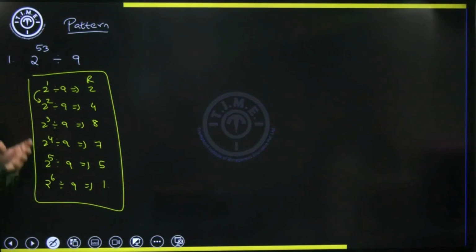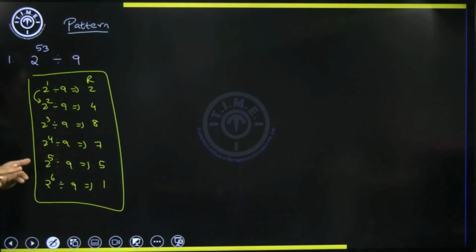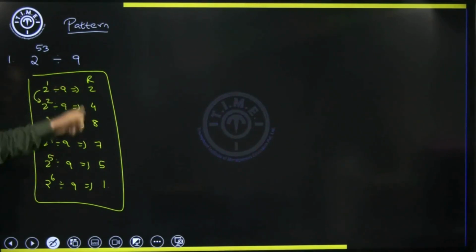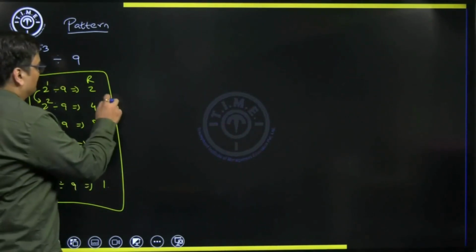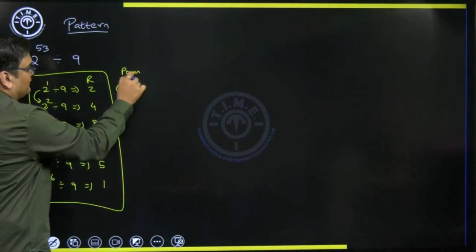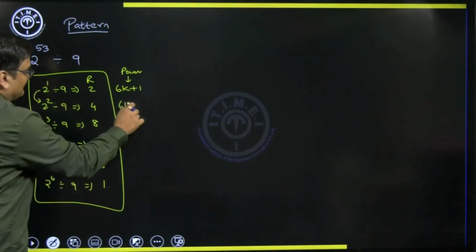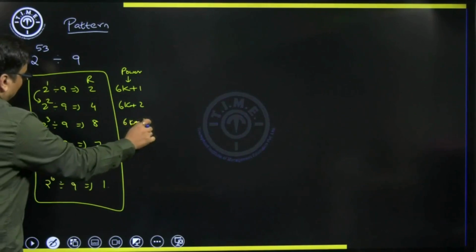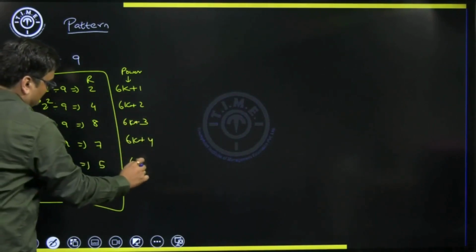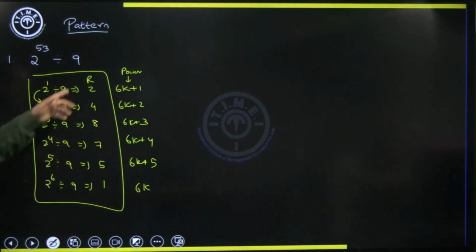Now, if you note, in one of the previous videos I told you, if you get a pattern of 6 digits, then you should start thinking about your powers in terms of 6k plus 1, 6k plus 2, 6k plus 3, 6k plus 4, 6k plus 5, 6k. Same thing here. Since the pattern is of 6 digits, I will start thinking about powers in terms of 6k plus 1. So if the power is 6k plus 1, 6 into 0 plus 1, I will get remainder of 2. 6k plus 2, I will get 4. And lastly 6k, I will get 1. So this is the observation that I make based on this pattern obtained.